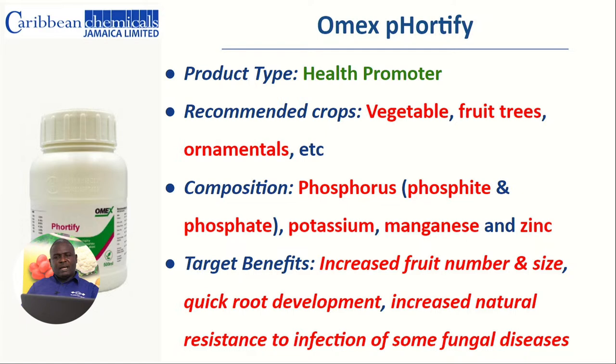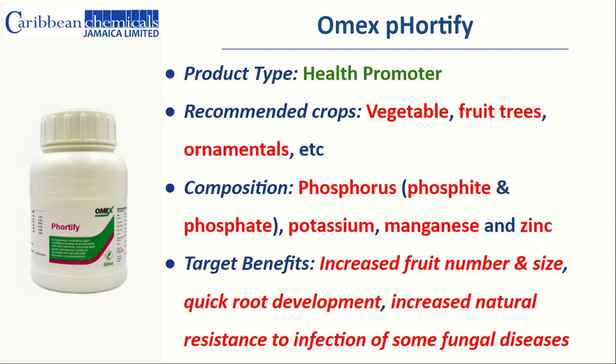Quick root development, and also resistant to fungal diseases. The more phosphate you have in your program, the more resistant the plant will become to disease outbreak. You hear that, listeners? So how this works is that the formulation is designed so the phosphorus component, both the phosphate and phosphite, moves within both your xylem and your phloem vessels. A lot of those phosphorus-based products only have xylem movement, but this is moving through your water channel and your food channel.